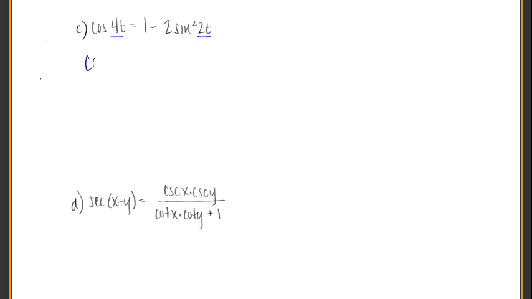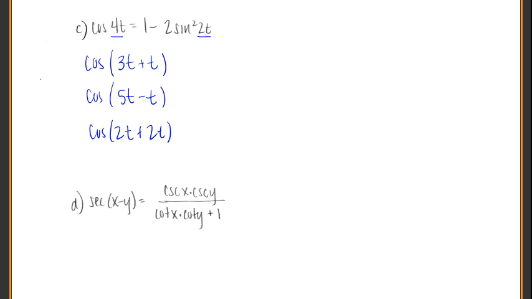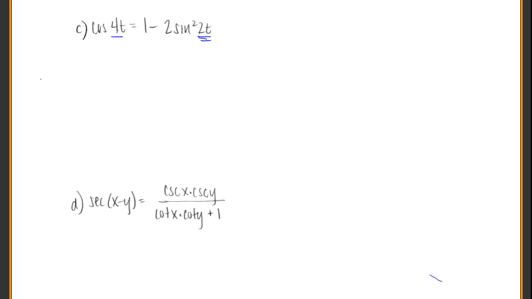Well, we have this identity here in this section that tells me that I can write cosine of 4t as either like 3t plus t, or 5t minus t, or I can write it as the cosine of, say, 2t plus 2t. So which pairing do I go with? Well, I'm going to go with actually the 2t plus 2t because the angle on the right is a 2t. Okay? So let me erase all of these other ones just for a second because they really don't matter to us. And let's start with the 2t plus 2t.